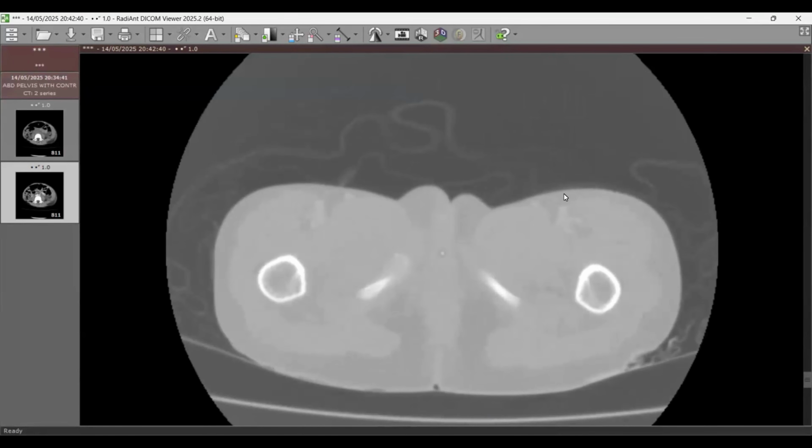Except for the left iliac bone fracture, you said there are no other fractures. You did talk about some fractures in the acetabulum earlier. Yeah, including the right acetabulum and left iliac bone. There is no further fracture of the visualized bones.